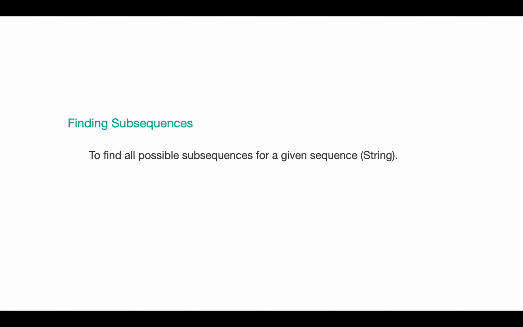What are subsequences? Subsequences are basically sets of elements present in a sequence in the same order that they appear in the original sequence. A subsequence is derived from another sequence by deleting some or no elements without changing the order of the remaining elements. So the problem is to find all possible subsequences for a given sequence, which is a string in our case.